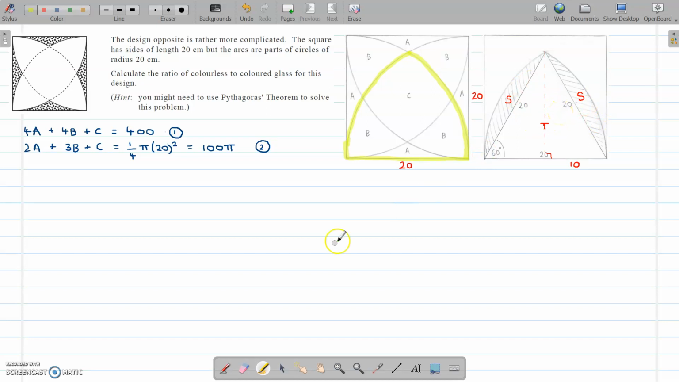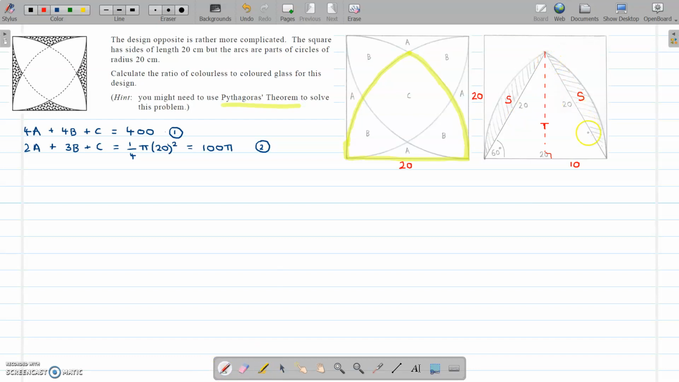Now I'm going to start with the triangle, and that I'm going to do first. The triangle area T is half base times height, but I don't know what the height is. I only know that it's 20 sloping. But I can use Pythagoras' theorem, and the question actually hints that Pythagoras' theorem might be useful. So how do we use it?